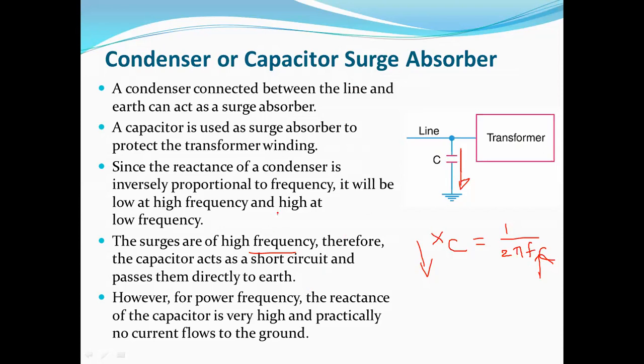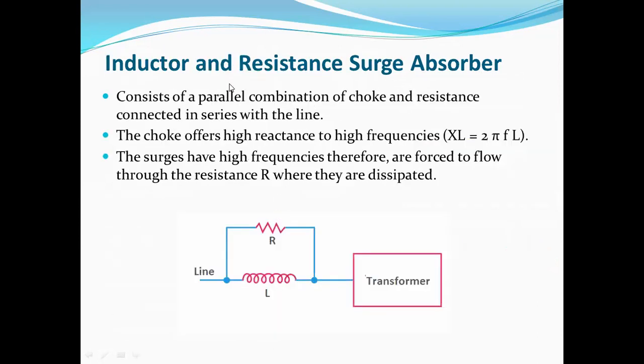Then the second type is the inductor and resistance surge absorber. Inductor and resistance means we are using both here. So here you can see one inductor and one resistance. These are connected in parallel. This inductor is nothing but the choke. So both are connected in parallel to protect the transformer.